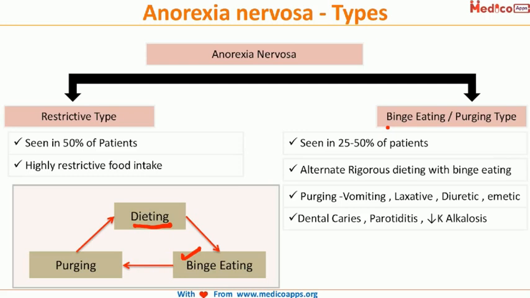But a very important point, which you may need to differentiate from bulimia, because in bulimia also there is a binge eating episode, but the difference is that patients of anorexia nervosa will overall have reduced weight and overall reduced calorie intake. Even with the binge eating episode, the overall calorie intake will be less, they will overall be thin, and they will have less than normal weight. So this is about the two types: restrictive type, highly restricted food intake. In binge eating type, the patient goes into alternate rigorous dieting and binge eating episodes.